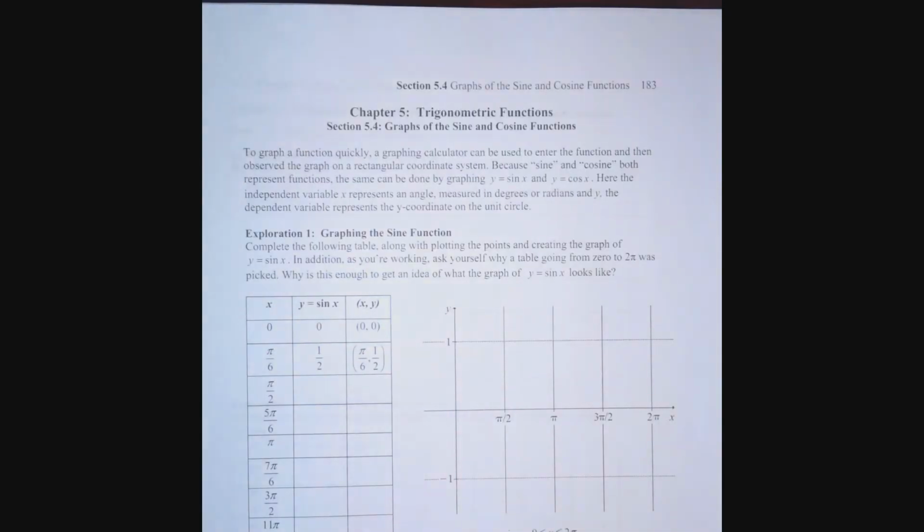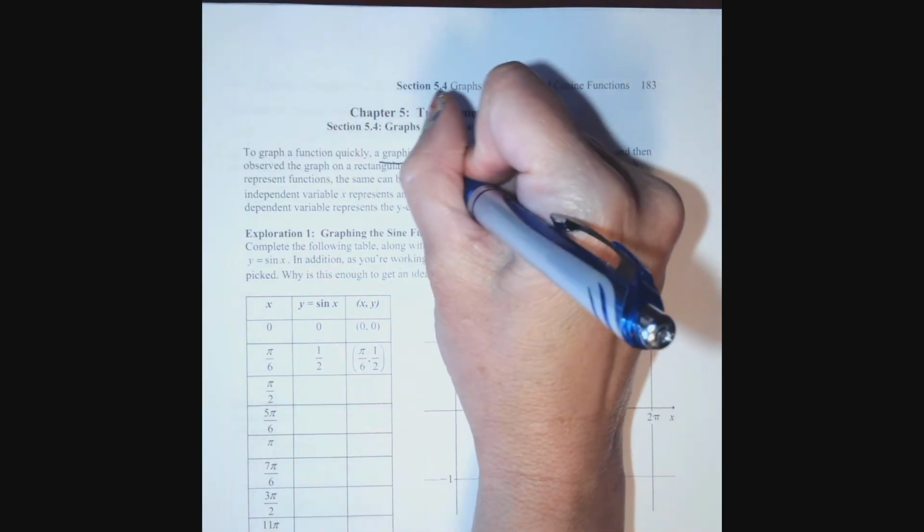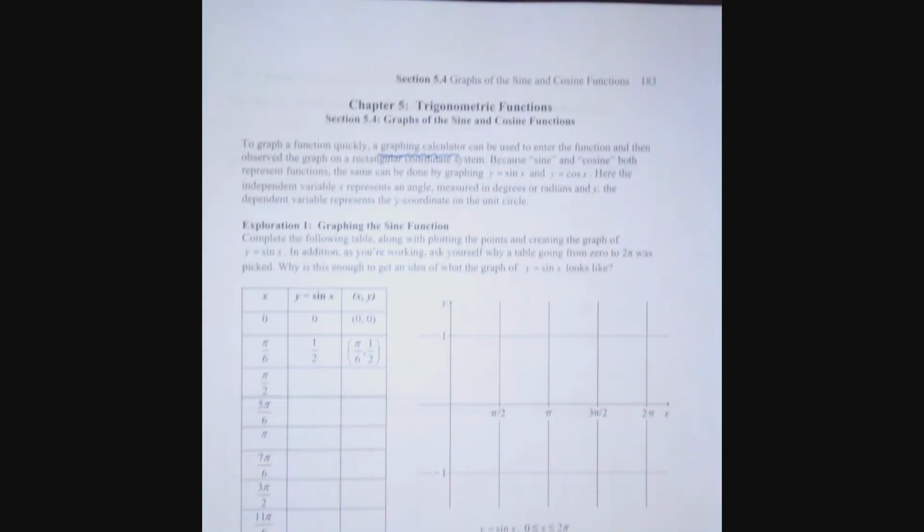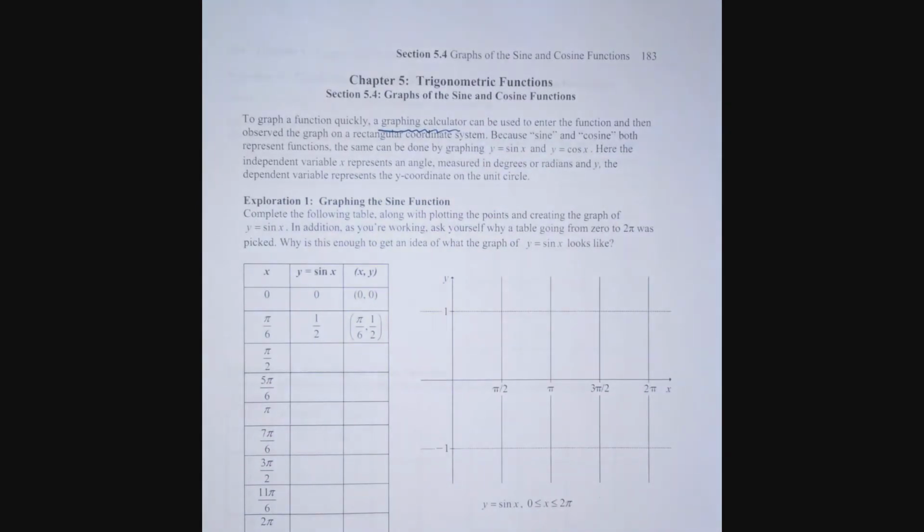Let's go back to our notes. All right. To graph a function quickly, a graphing calculator can be used. You know what you guys are not allowed to use in this course? A graphing calculator. So I don't want you to depend on a graphing calculator. I want you to understand how to do it yourself based on transformations of functions, not based on calculating a ton of points. Because these functions are periodic, once you know the shape, you can just keep repeating that over the right period.